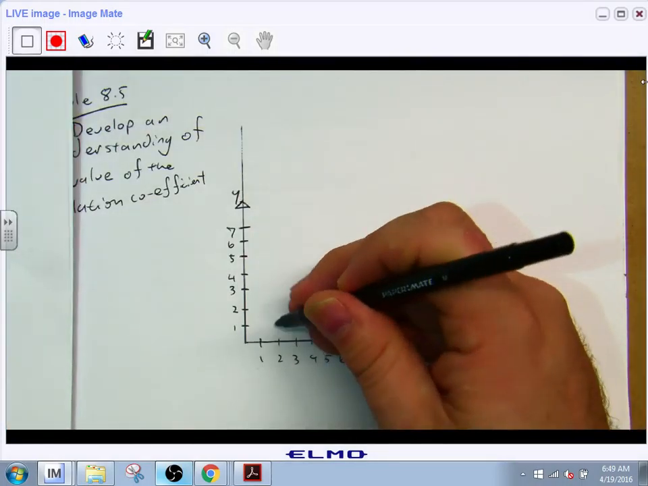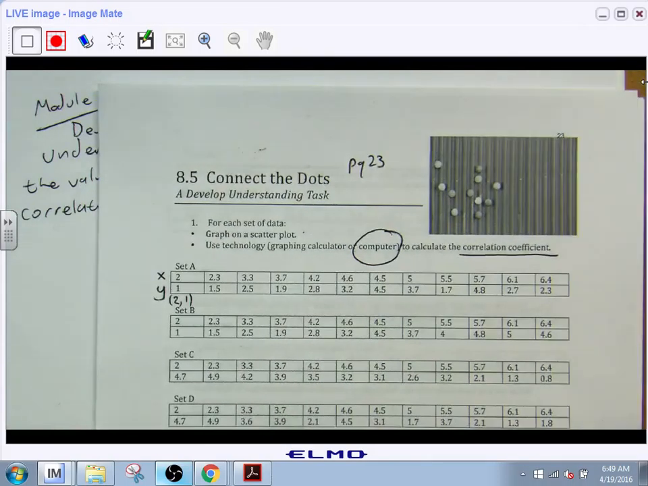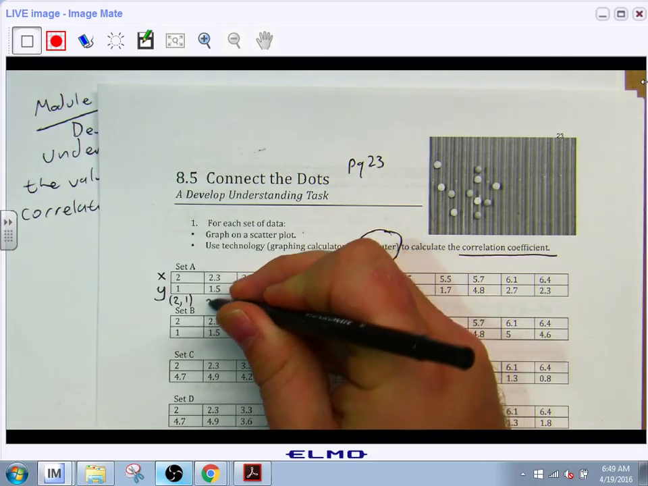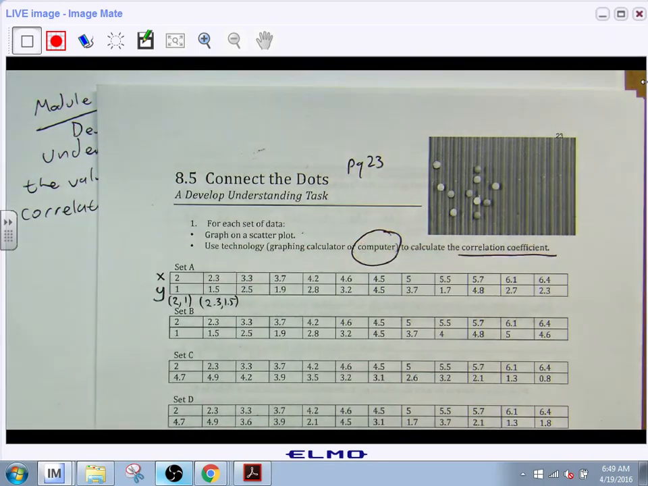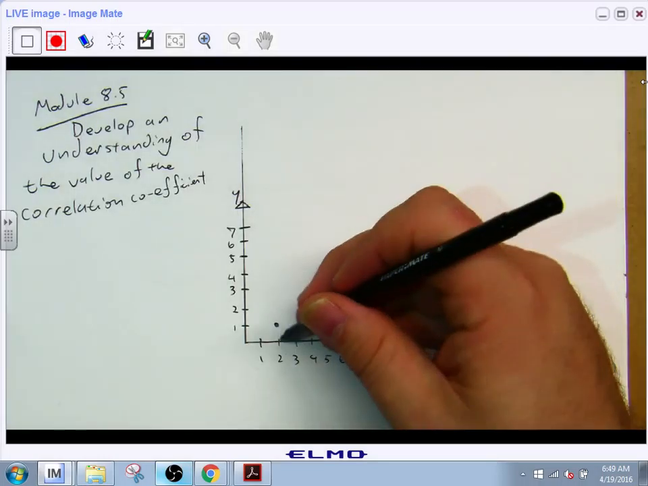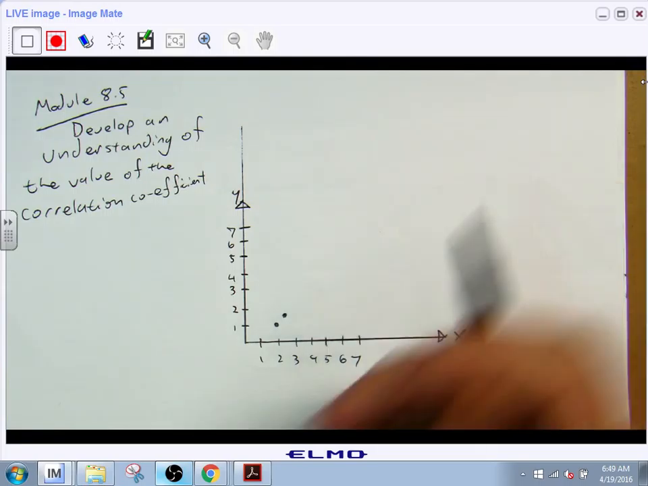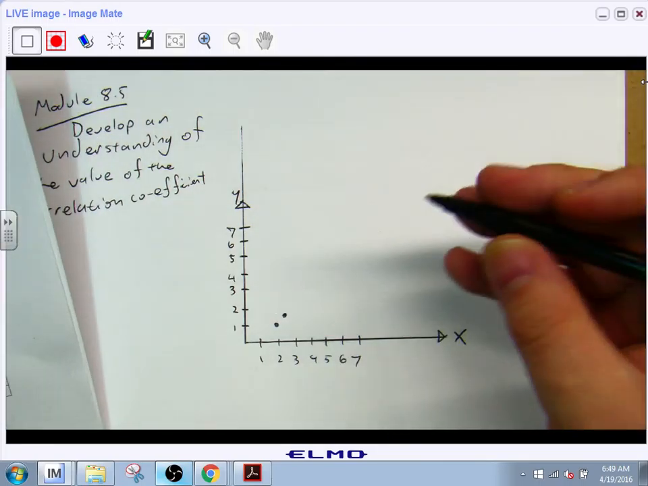And so when I look at my graph, I'm going to go to 2, 1, and I'm going to graph it like that. And then I'm going to do the same thing here. When it's 2.3 and 1.5, that tells me it's the point 2.3, 1.5. I'm going to go to 2.3, which is about here, 1.5, which is about here. I'm going to try to get as close as I can. And then I'm just going to do the other ones, right?